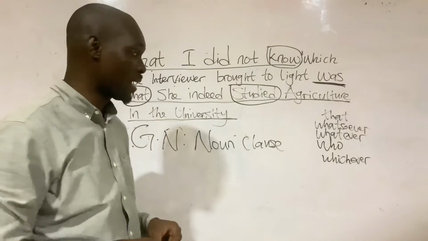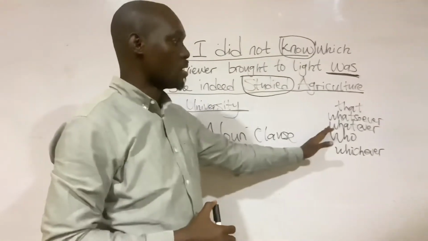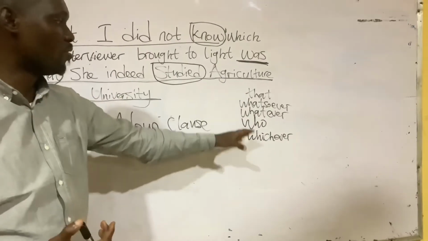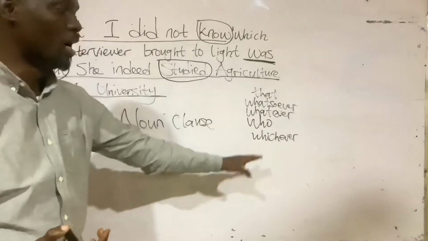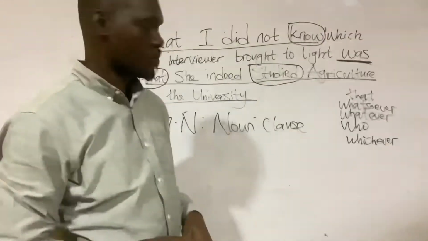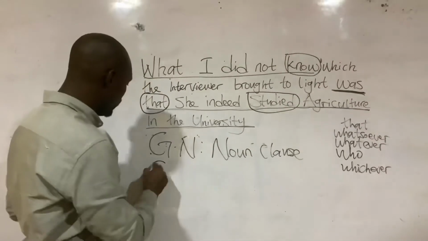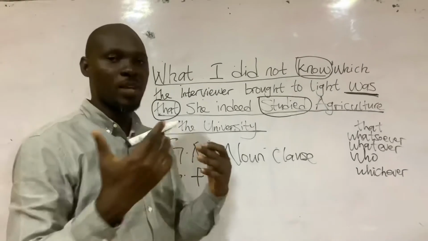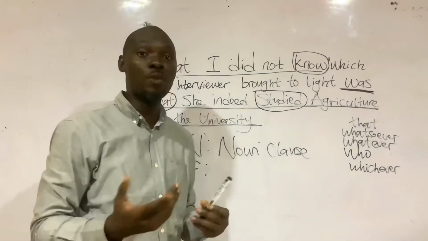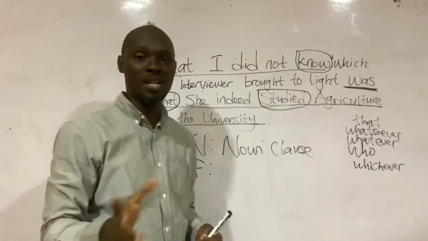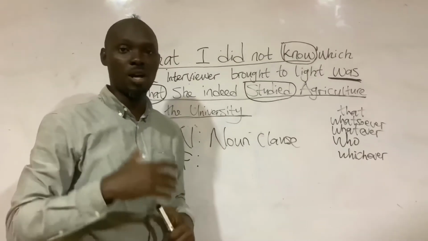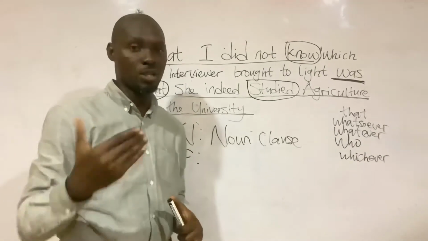And don't forget the markers for relative clause are what I've just written on the board: that, whatsoever, whatever, who, and which. Now let's move on to the grammatical function. For a noun clause, a noun phrase, a noun, and a pronoun, they all share the same grammatical functions like subject of the verb, object of the verb, subject complement, and so on and so forth.